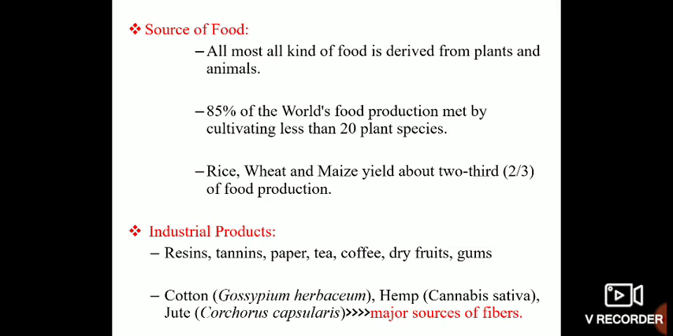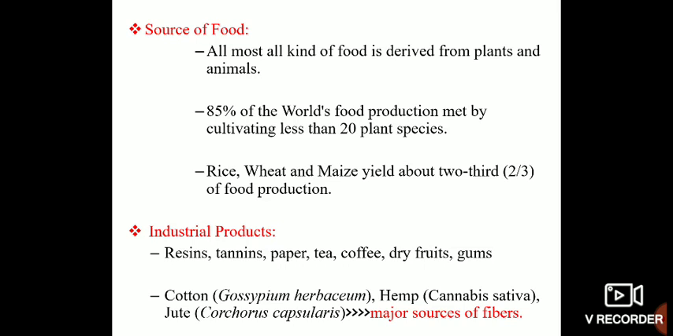You can understand, less than 20 plant species are producing 85% of the food consumed by the whole world. So you can understand, if by chance some 3, 4, or 5 species of those 20 species get extinct, what will be the consequences? The consequences will be disastrous. We will get famines, there will be food shortage. Rice, wheat, and maize yield about 2/3 of the food production.